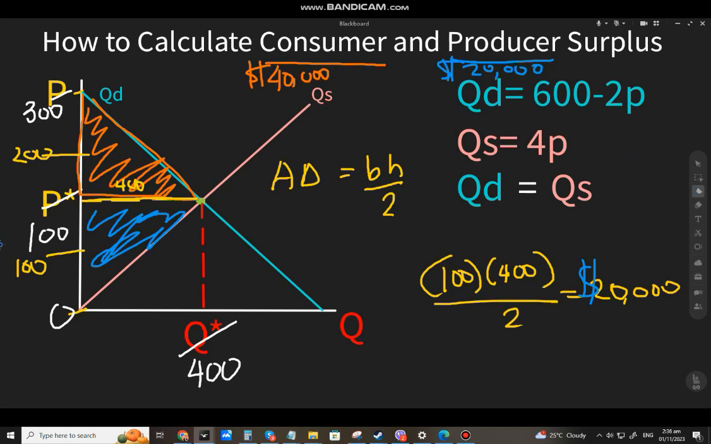And of course, the area of the triangle is base times height over 2. Just be careful. You have to check first. This is 100 and this is 300. Of course, the height will be 200. You get the distance. Okay. And that's the end of the lesson on how to calculate consumer and producer surplus.